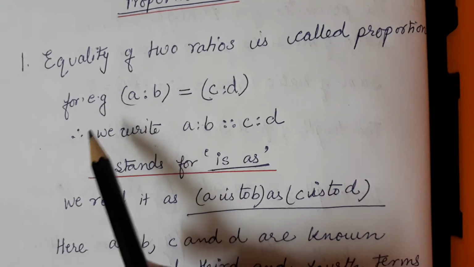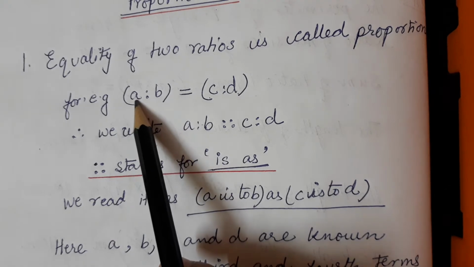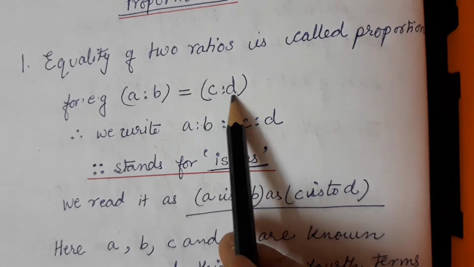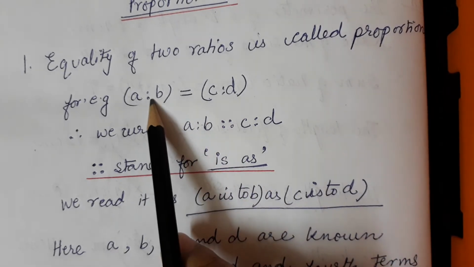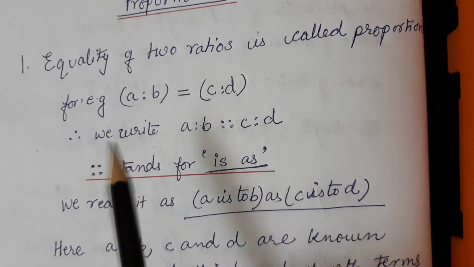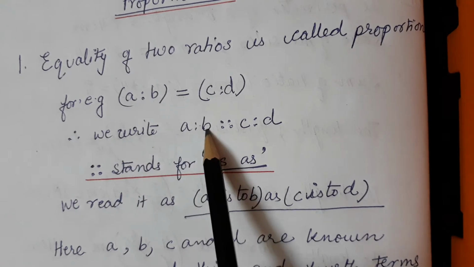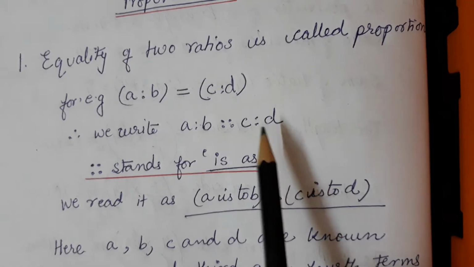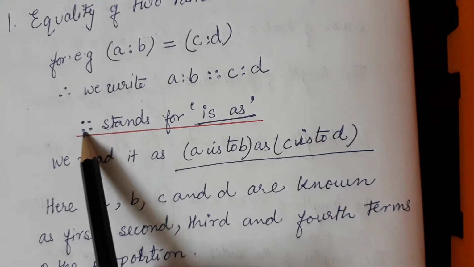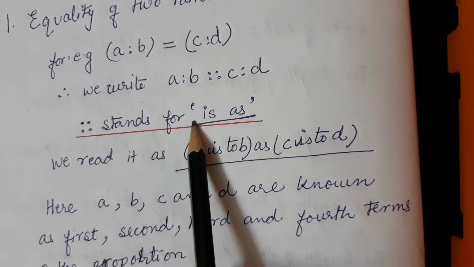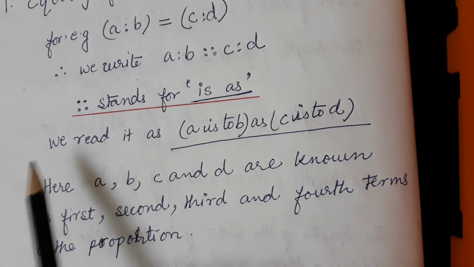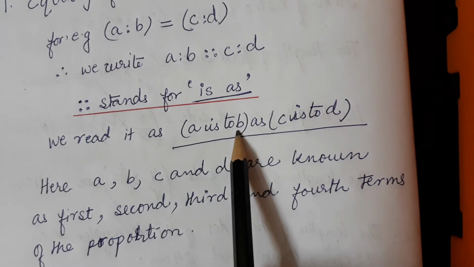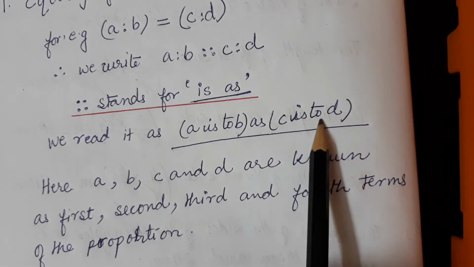For example, how do we understand this? Suppose A and B are in ratio. So A is to B is one ratio and C is to D is another ratio. If A is to B is equal to C is to D, then we write A is to B as C is to D. Okay, how do we write? These four dots stand for "as". And how do we read it? We read it as A is to B as C is to D.